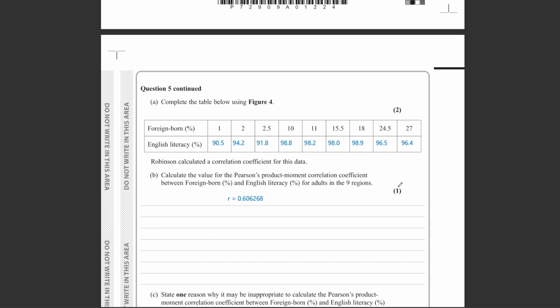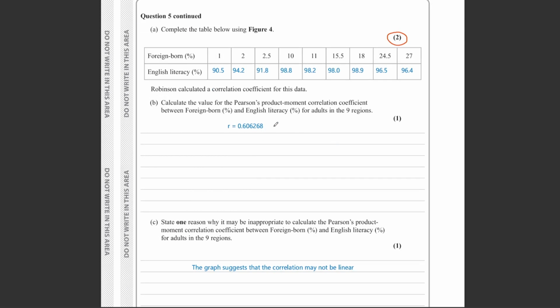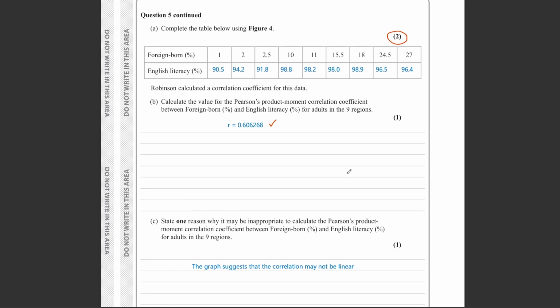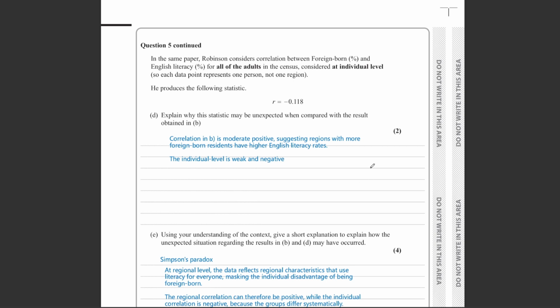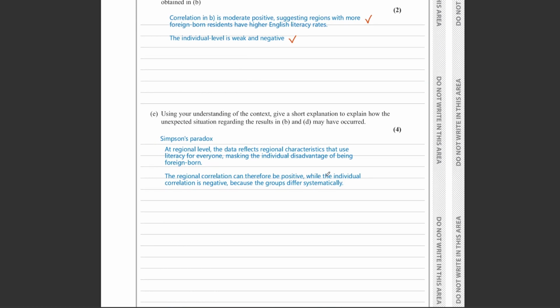In this 10 marks question, you will have 2 marks for completing the table. However, you can get 1 mark if just one value is correct. 1 point for Pearson, 1 for the reason, 1 for the reason here, and 1 for stating that this one is negative, and 4 for Simpsons.